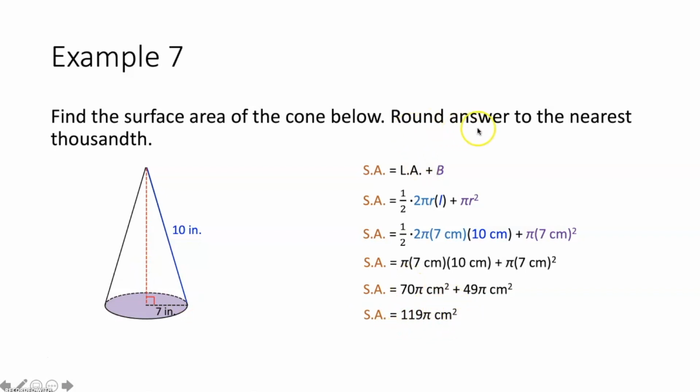But because this question wants you to round your answer to the nearest thousandth, you just need to multiply 119 and pi in your calculator, and you get that the approximate surface area of this right cone over here is 373.850 centimeters squared, or square centimeters.